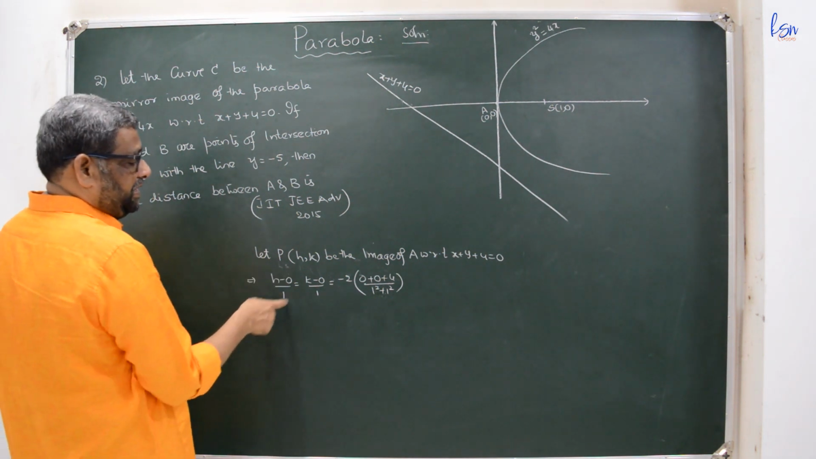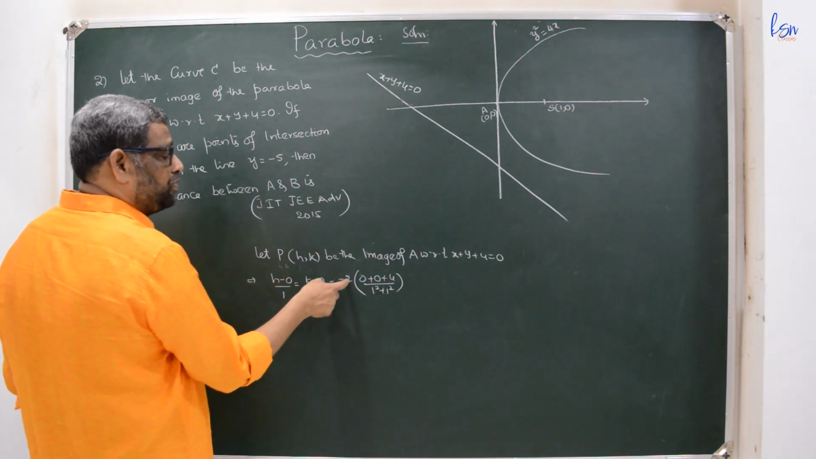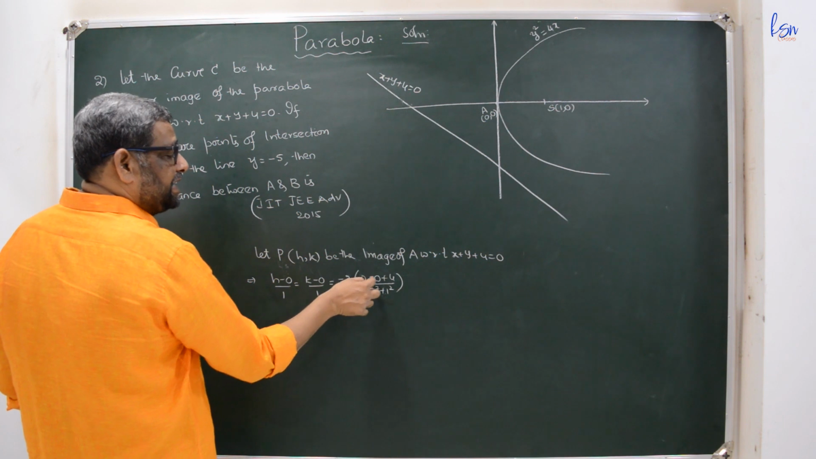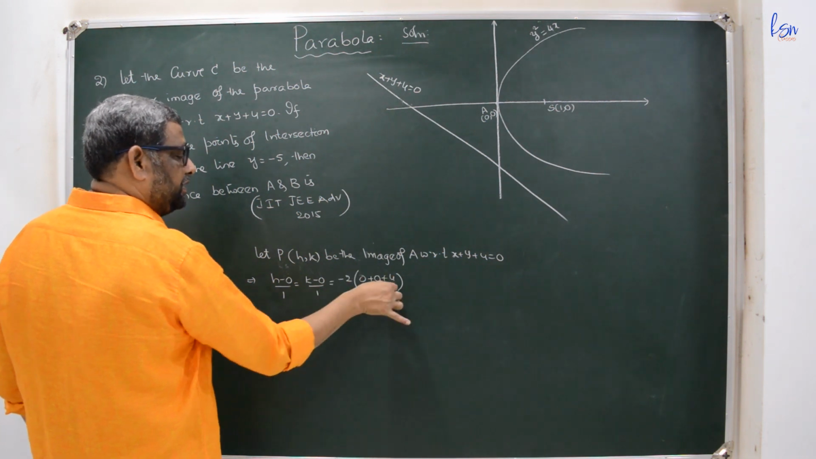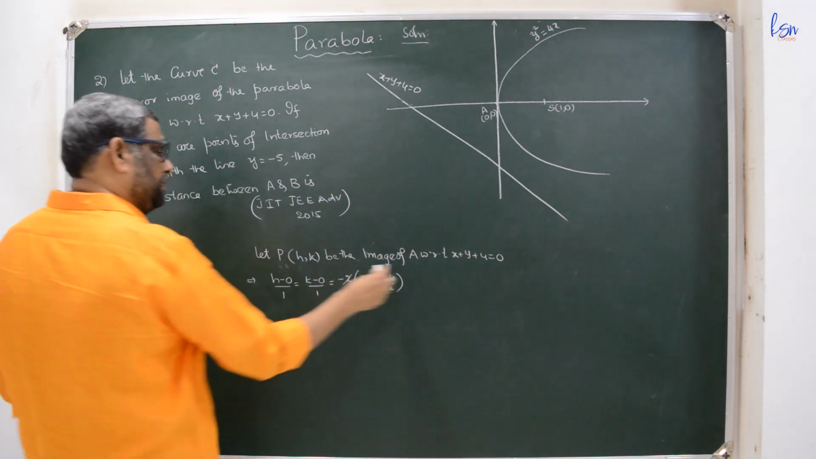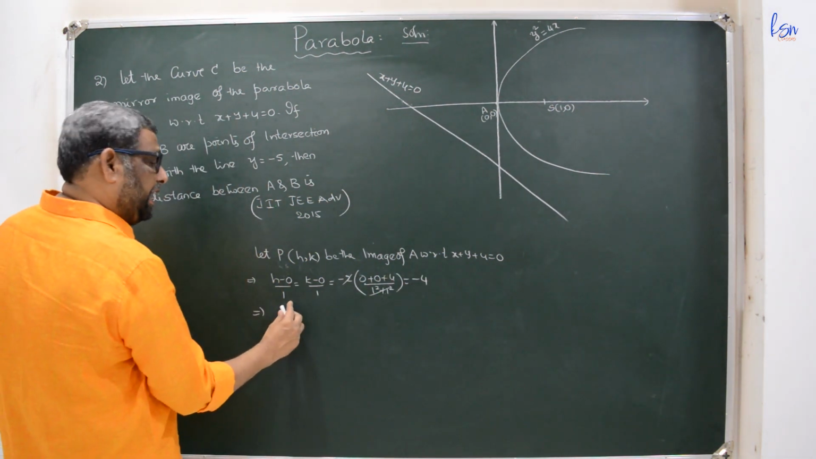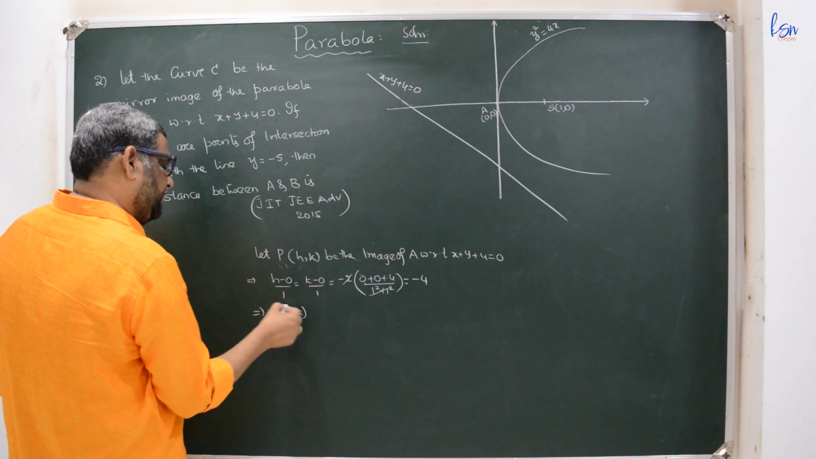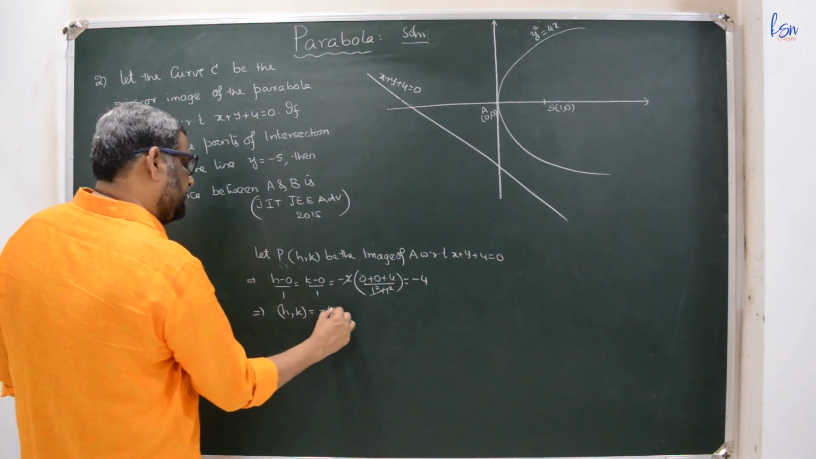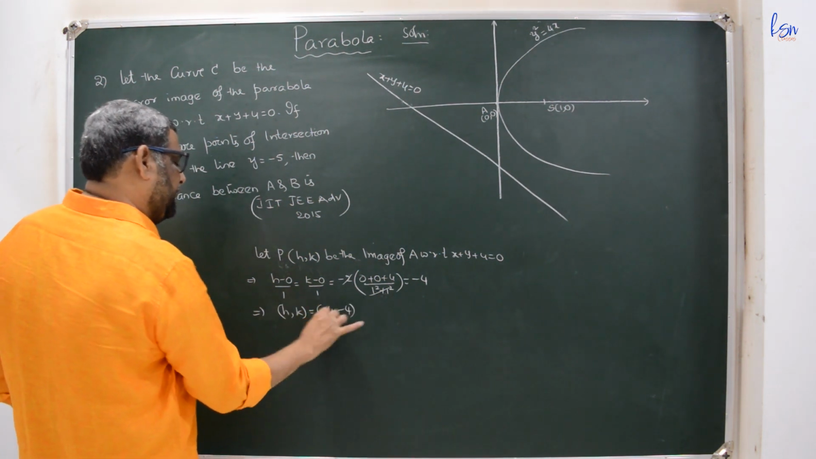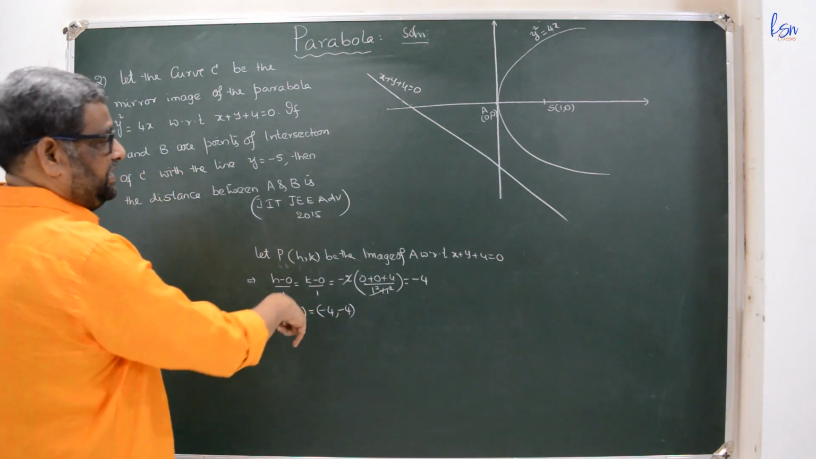(h minus x1)/a equal to (k minus y1)/b equal to minus 2 into (ax1 plus by1 plus c)/(a square plus b square). This will be cancelled. This will be minus 4. So (h, k) is equal to (minus 4, minus 4), which is the image of the point.